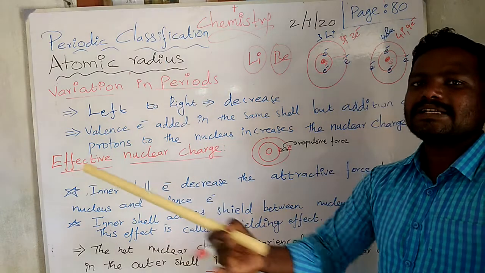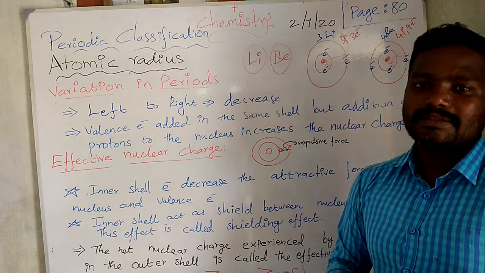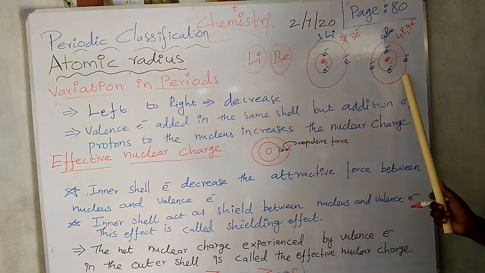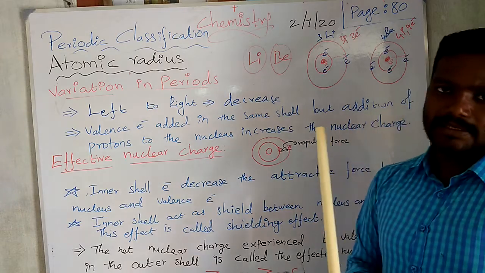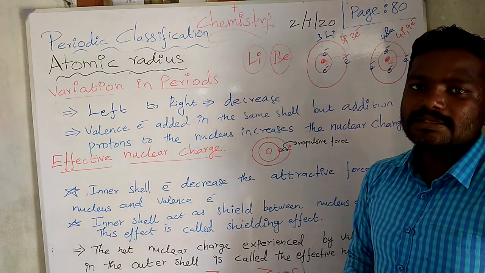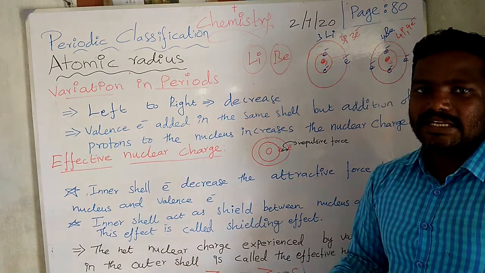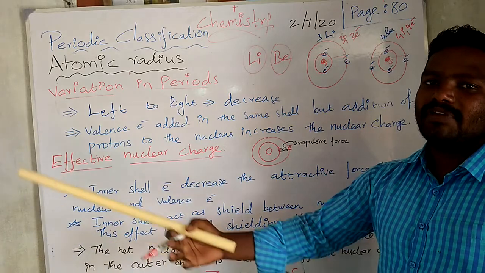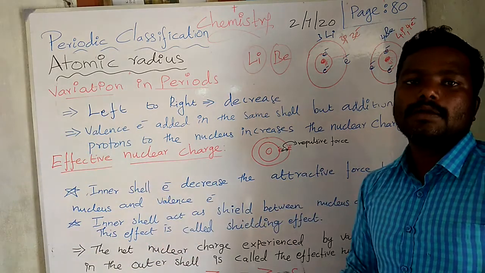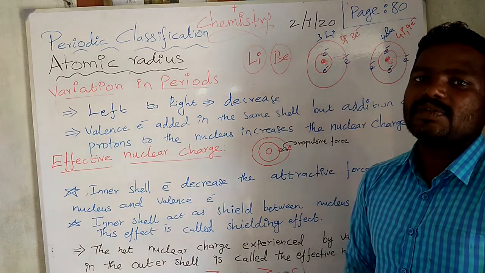When the attraction increases, automatically size will decrease. This is the reason if the atomic number increases, size will decrease. Atomic number increases means protons will increase. Protons increase means nuclear charge will increase. That nuclear charge will attract the valence electrons more effectively. Because of this increase of nuclear charge, size will decrease.